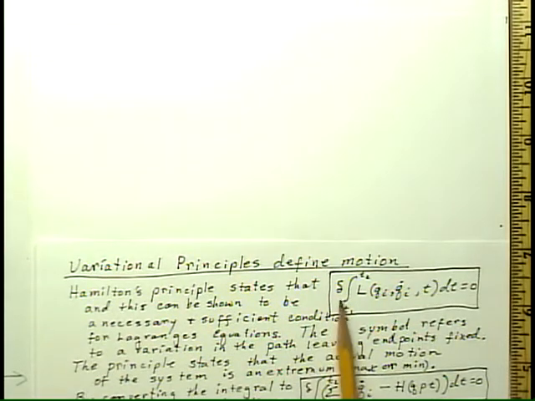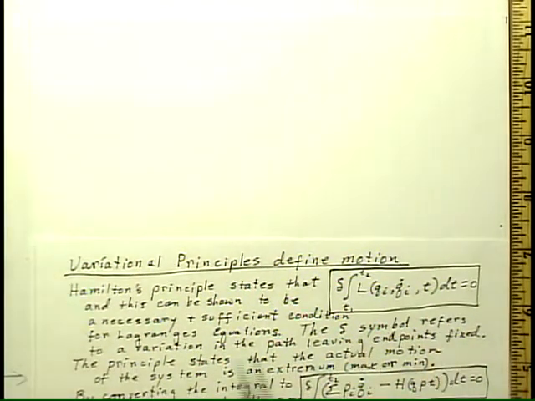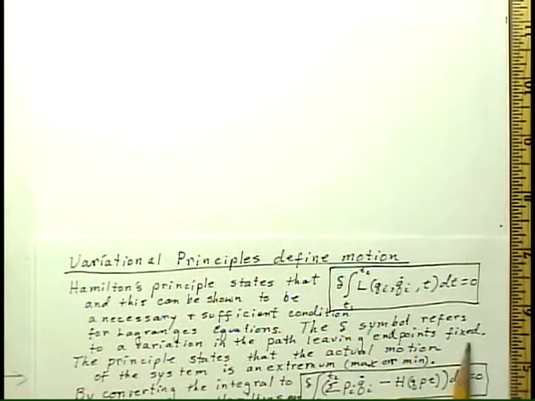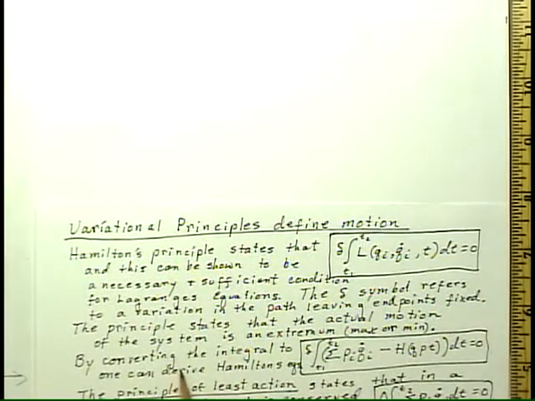It's written in this form right here, that the variation in the integral from time t1 to a time t2 of the Lagrangian with respect to time must be zero. Now if we envision that as a path that goes from one place to another, then any variation in that path will give us zero. That is the extrema of the motion that actually takes place. The delta symbol refers to a variation in the path that leaves the endpoints fixed. The principle states that the actual motion of the system is an extrema, that is a maxima or a minima of that particular motion.